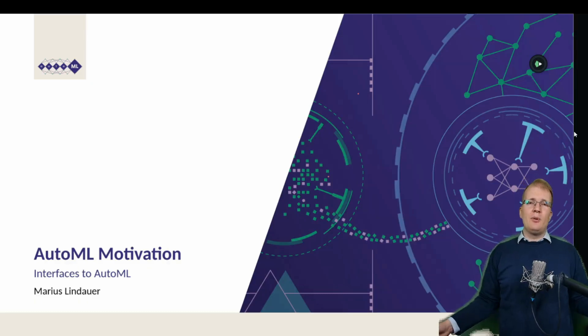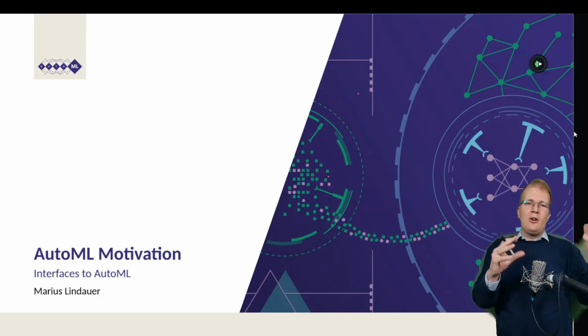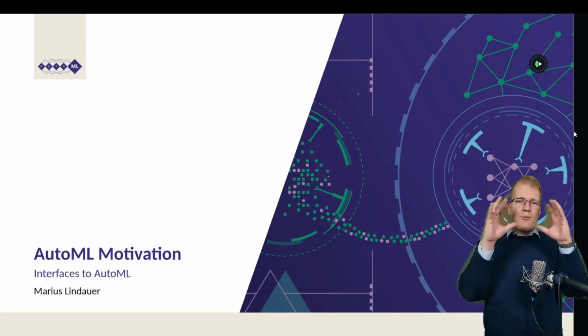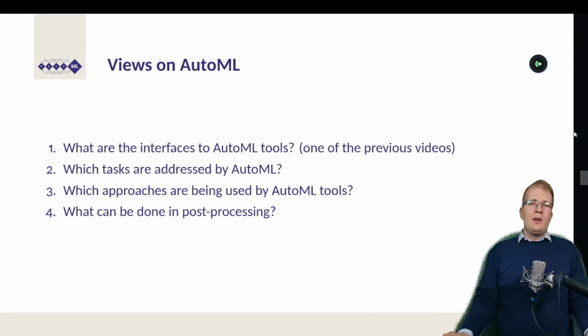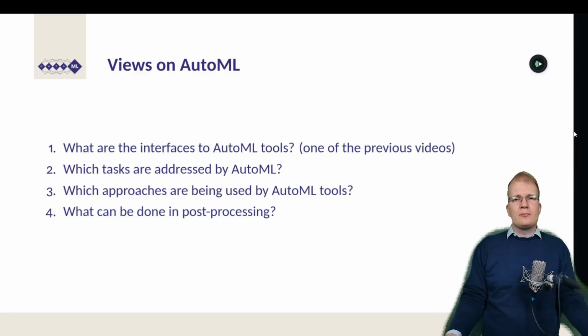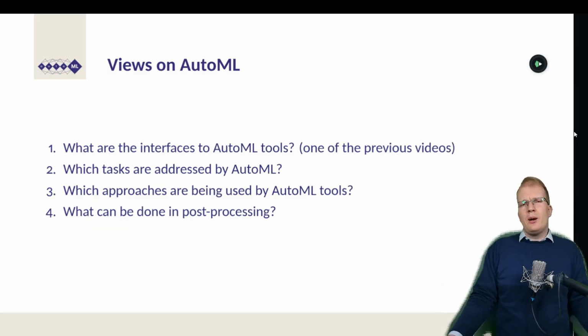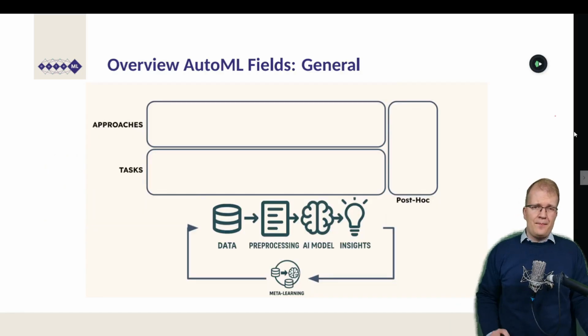Now we're talking about a more global view on all these components AutoML is using, so more as a broader overview on interfaces of automated machine learning. We had before interfaces from the perspective of input-outputs. Now we're talking about what tasks are being addressed by AutoML, what kind of approaches there are, and what can even be done in post-processing.